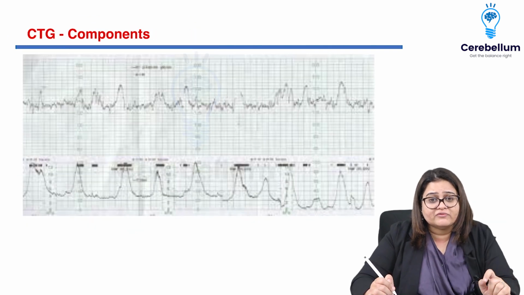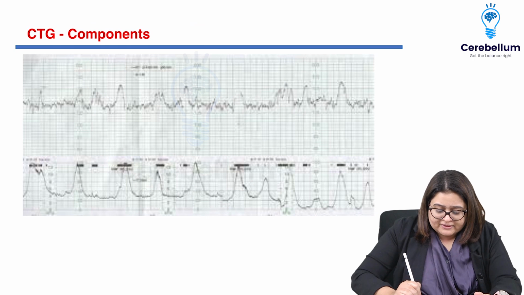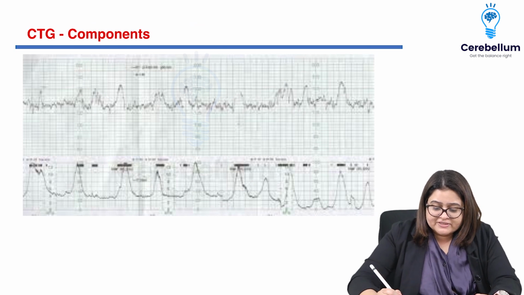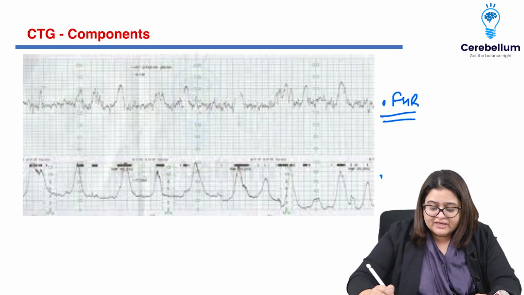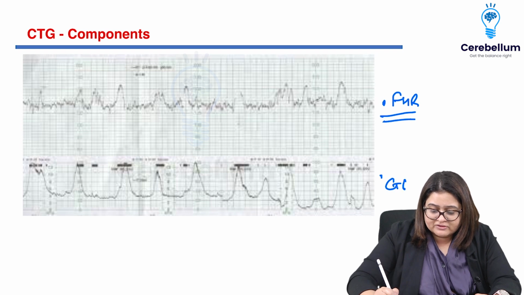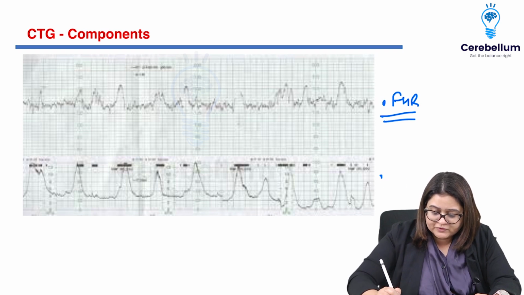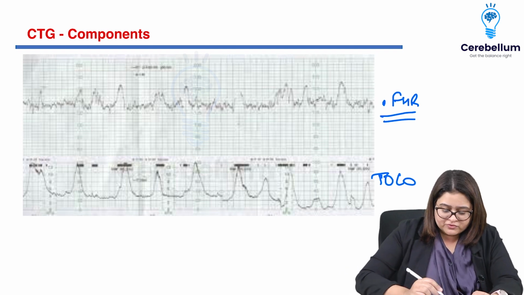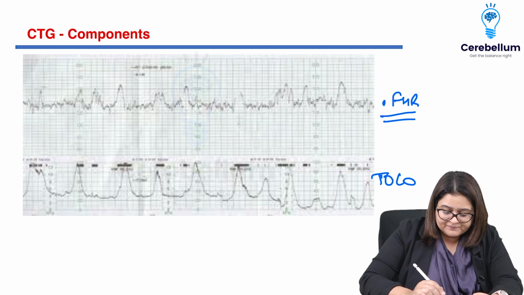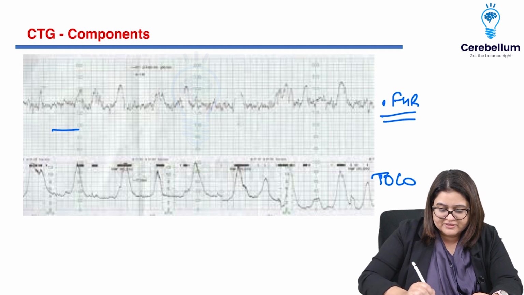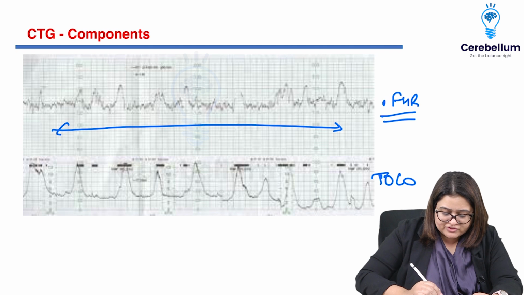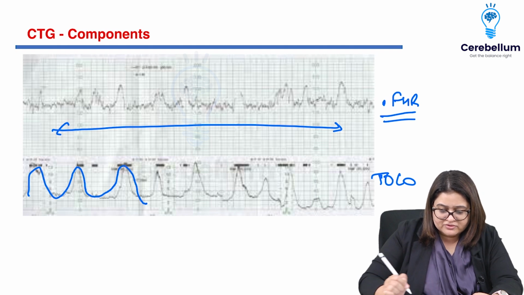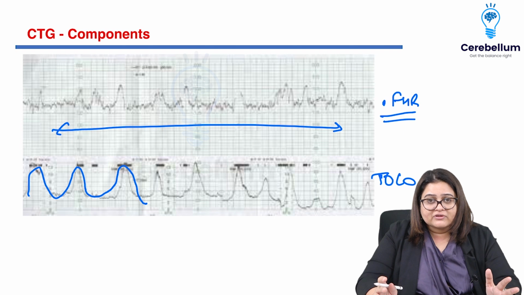Now this is an image of a cardiotocogram. Let's look at it a bit more carefully. You can see there's one graph here and one graph here. This graph on top is measuring the fetal heart rate, and this graph below is measuring the uterine contractions or the toco. Toco means pressure, so uterine pressure. So this is the fetal heart rate, and this graph is showing the uterine contractions.